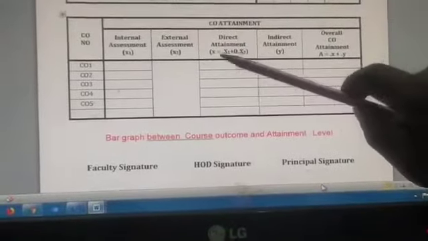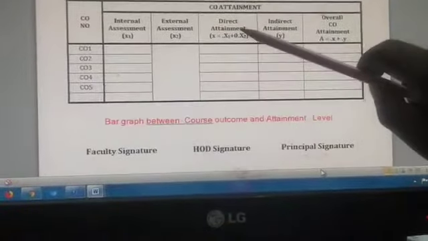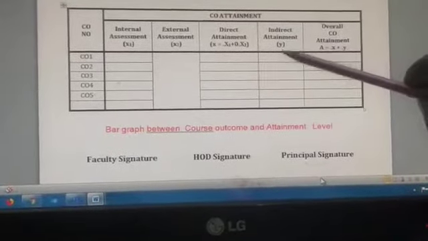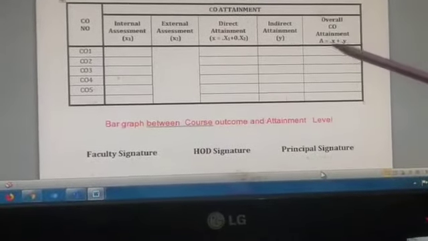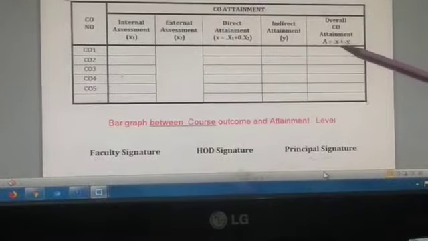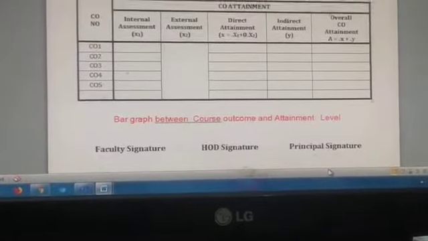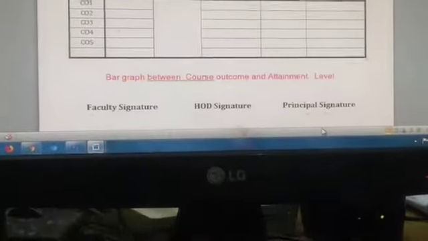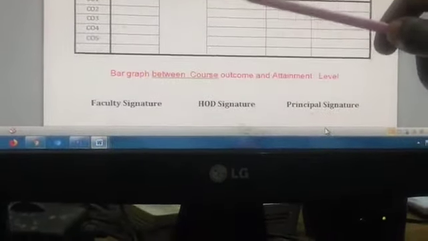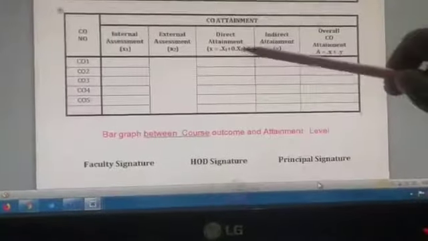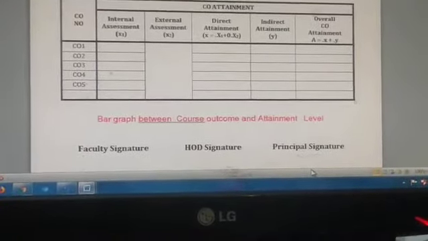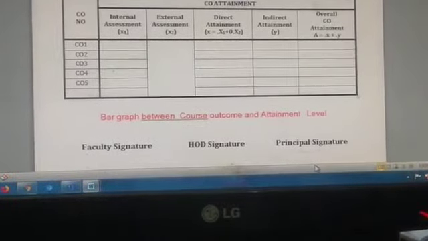Direct attainment is equal to 0.2 x1 plus 0.8 x2, and indirect attainment is equal to y. So overall CO attainment is equal to 0.8 x plus 0.2 y. So this is for my case. For your case, you have to deviate, you have to assign any weightage for this x1, x2, x, and y. Okay, are you clear? Yes.